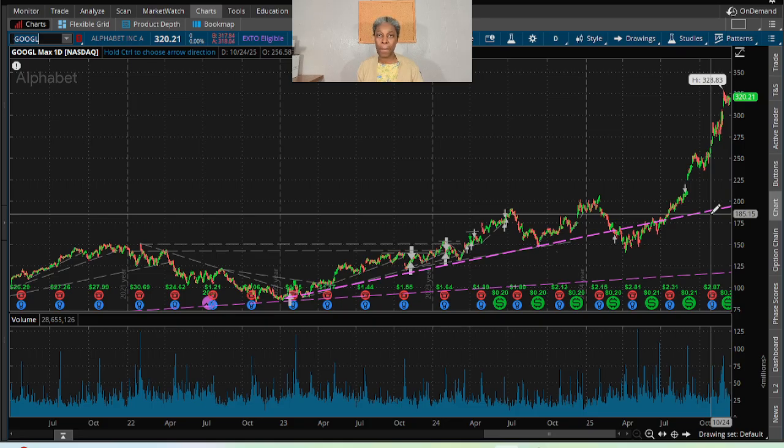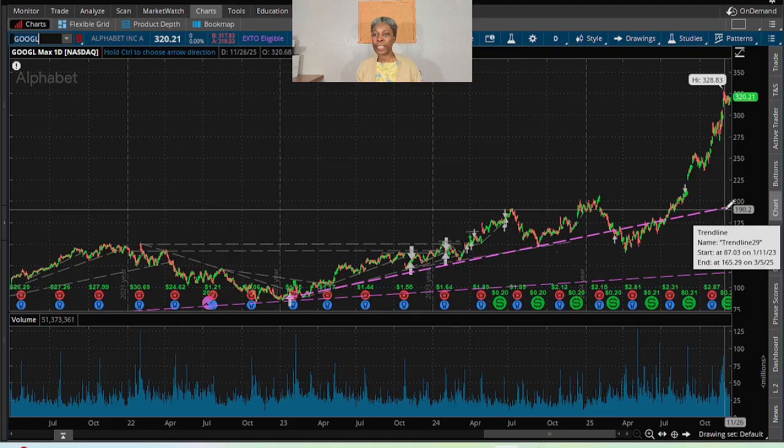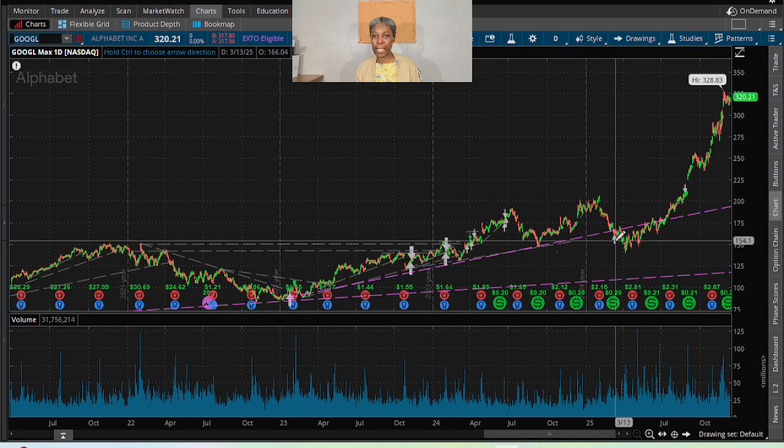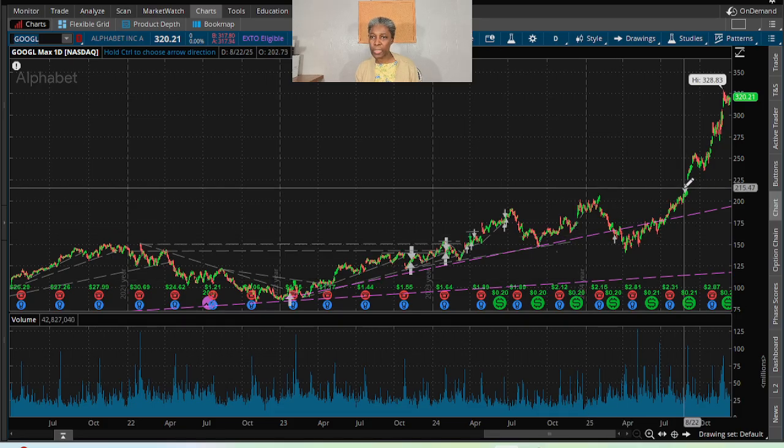Therefore, it's not a buying time. If you want to buy Google, you might want to start saving money for it. The valley line here is currently around 190. Last time Google was around the valley line, I purchased it there and I sold it there.